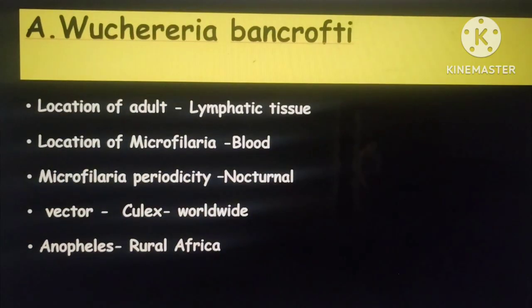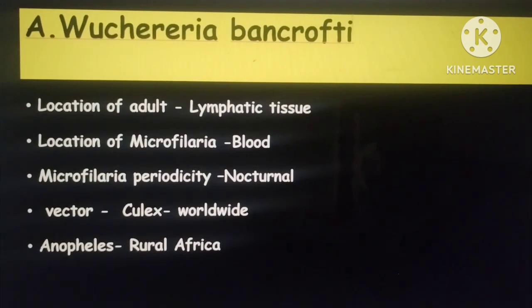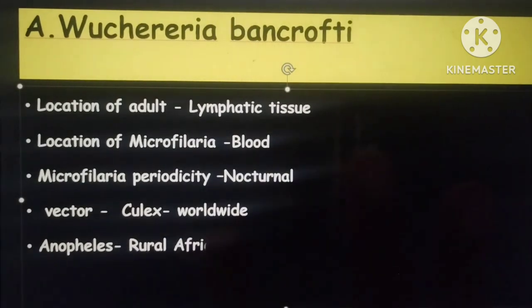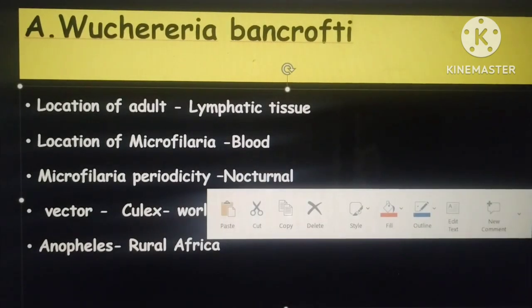So here the location of the adult worm is usually in the lymphatic tissue, and the microfilaria usually resides in the blood. It has a peculiar nocturnal periodicity, that is, the microfilaria usually comes out from the lymphatic tissues at night time. So it is preferred to take the samples at night time, preferably about 6 to 9 p.m. Okay, so coming to the vector, it is Culex, and Anopheles in rural Africa. If you remember this Culex, that is more than enough.